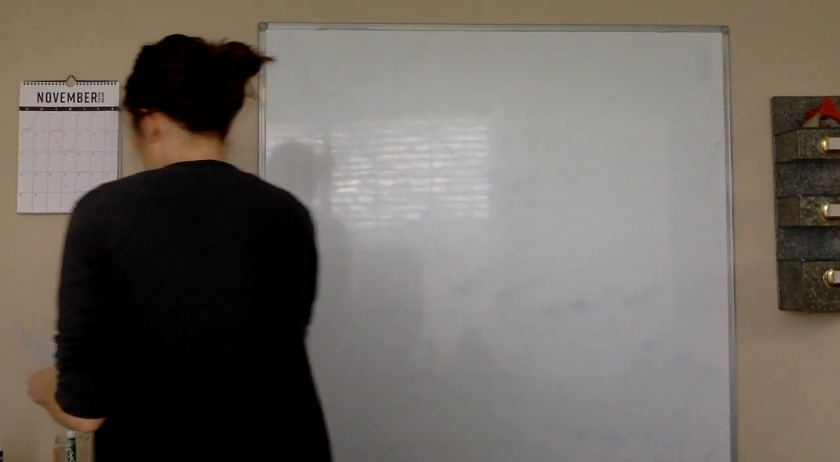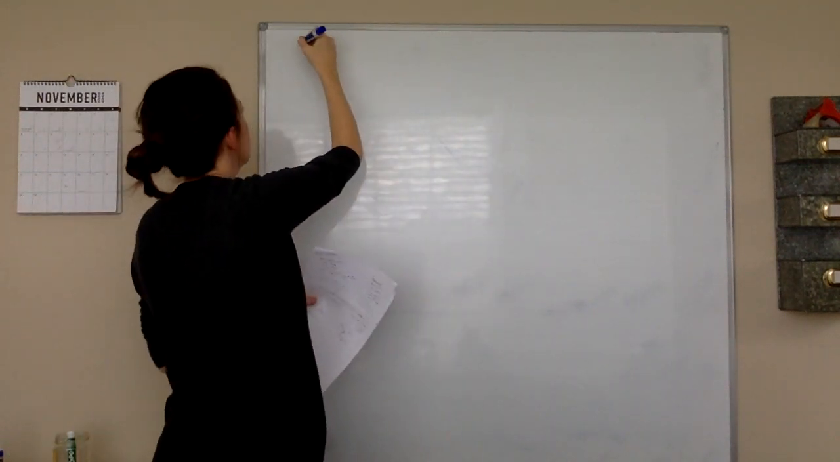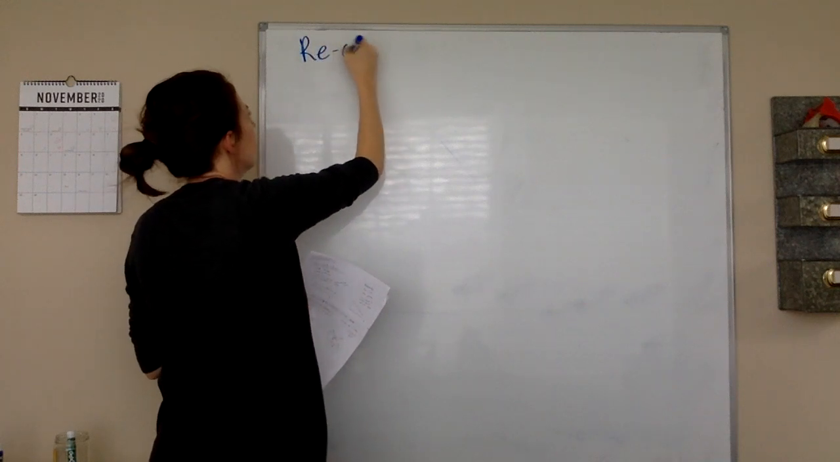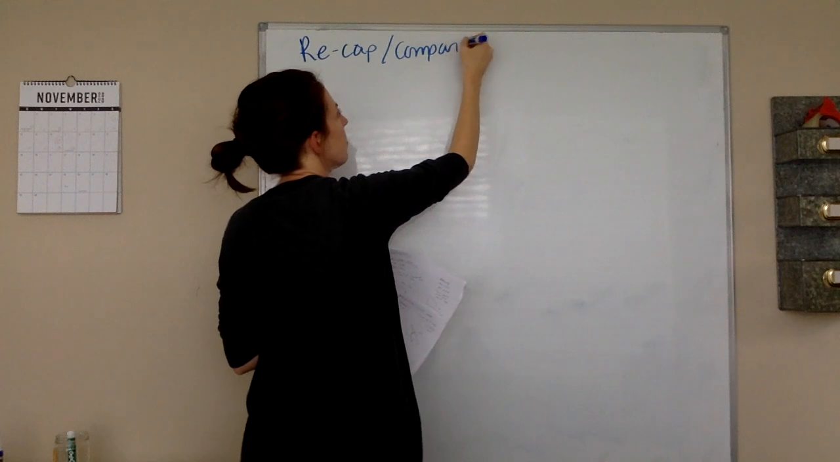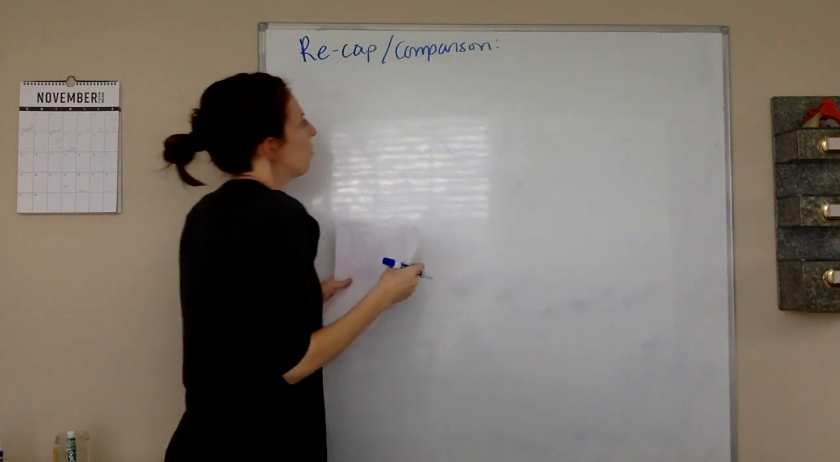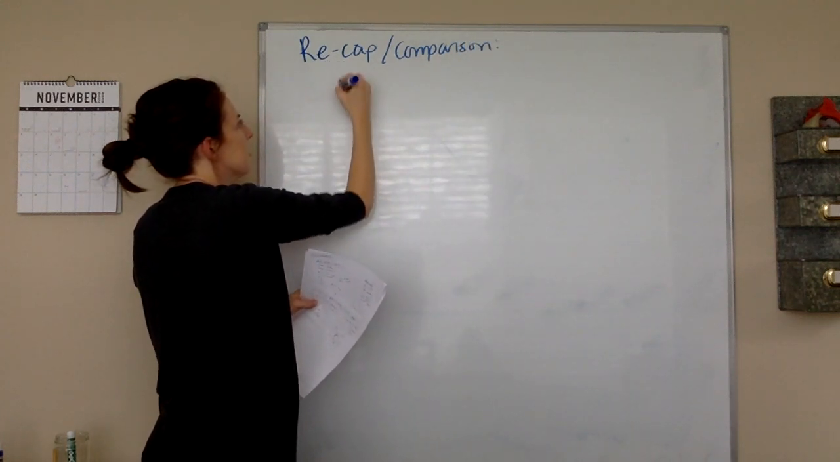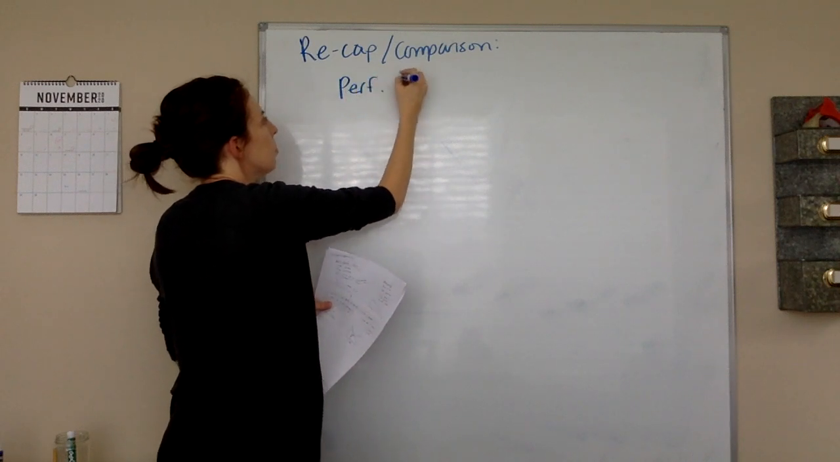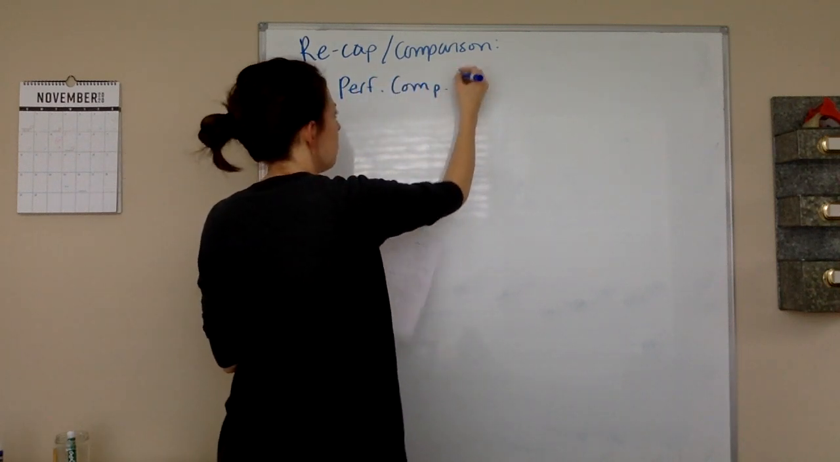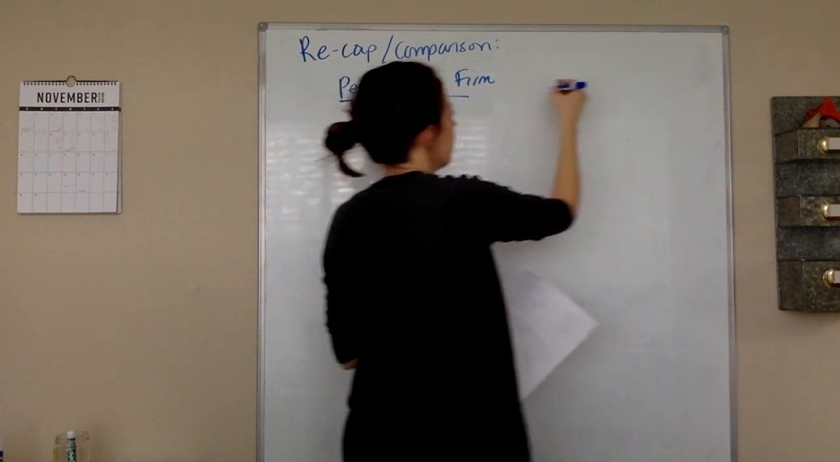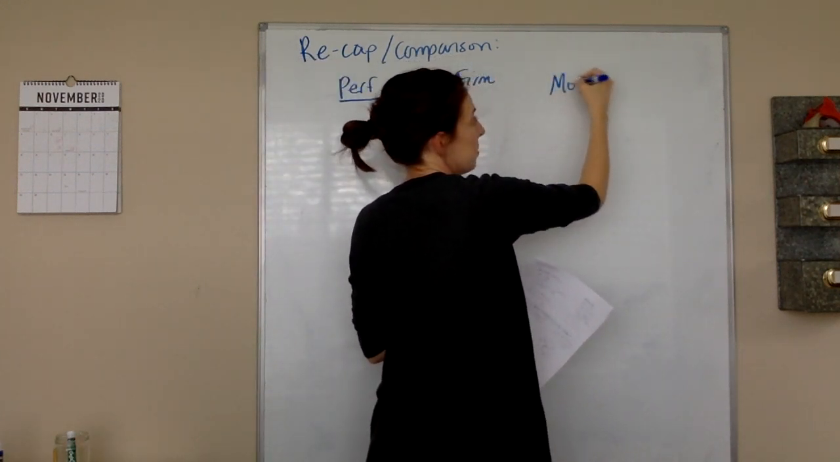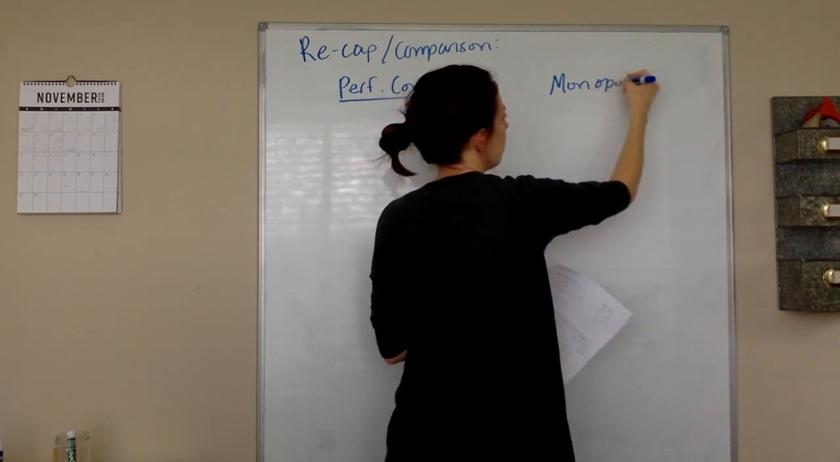Okay, so in the first column, actually let me label this, so we're going to call this just a recap / comparison. Okay, so what we're going to have over here is, let's think about a perfectly competitive firm, or a firm in a perfectly competitive market. And then over here, let's think about the opposite of that, which would be a monopoly.